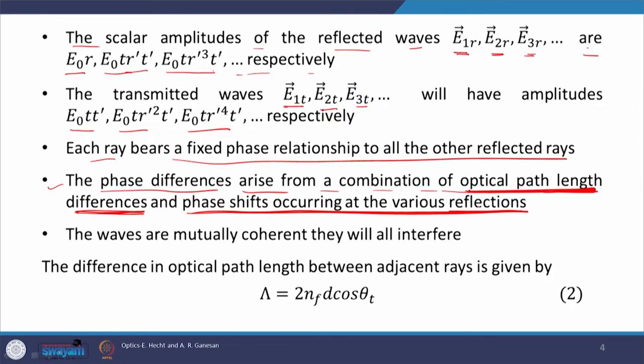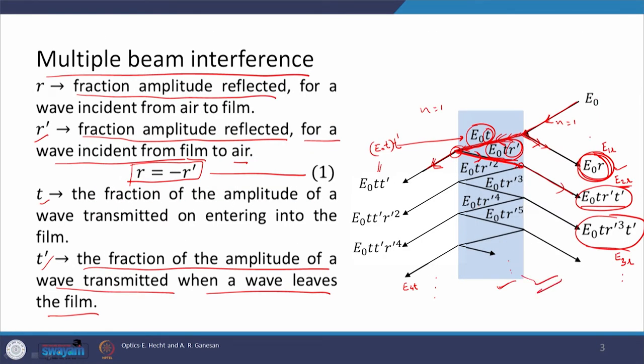The second contribution in the total phase arises out of reflections, because we know when a wave travels from a rarer medium to a denser medium, the reflection there contributes a 180 degree phase shift. Therefore, a few reflections in the thin film are of this nature, where the wave sees a 180 degree phase shift, and a few reflections are there where the wave does not see this phase shift. These two phase shifts, first due to the path length difference and second due to the reflection, get accumulated, and this gives the resultant phase seen among different transmitted and reflected rays.